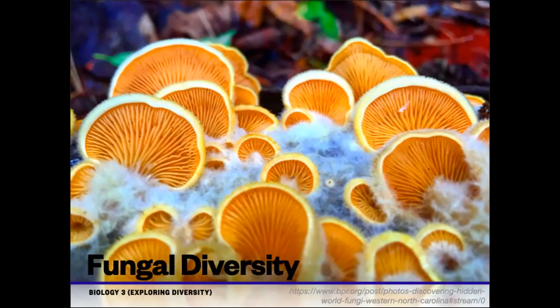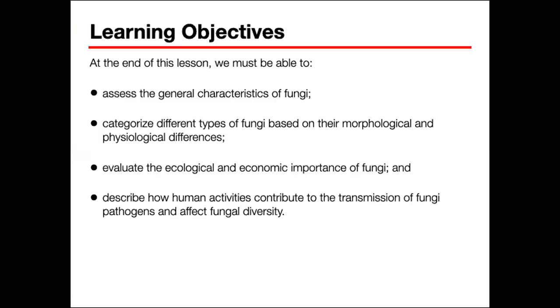To wrap up our lesson, okay? So for today, we should be able to assess first the general characteristics. So what are the salient features of fungi? Categorize the different types of fungi, mainly based on their morphology and their physiological differences, and evaluate their ecological and economic impact. And by the end of the lesson, describe how human activities, or what we call anthropogenic factors, contribute to the transmission of fungal pathogens that affect their diversity.